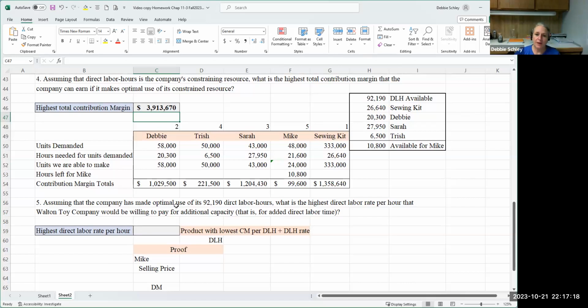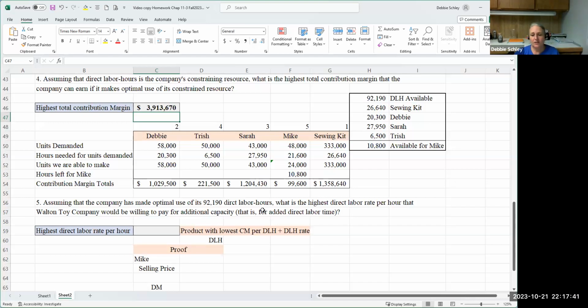Assuming the company has made optimal use of its 92,190 direct labor hours, what is the highest direct labor rate per hour that Walton Toy Company would be willing to pay for additional capacity? That is for added direct labor time. So basically overtime. What should they be willing to pay for overtime?